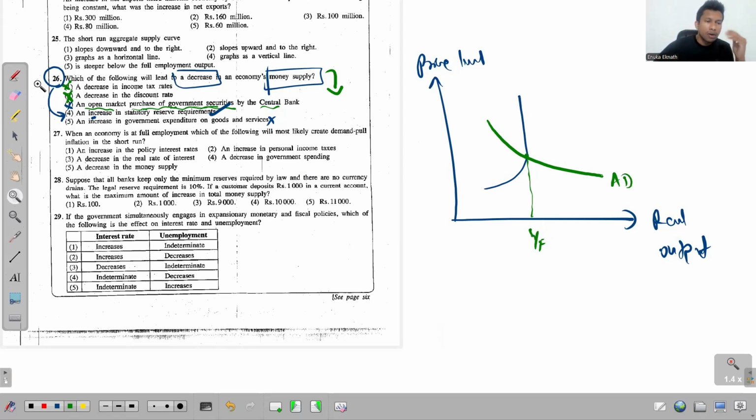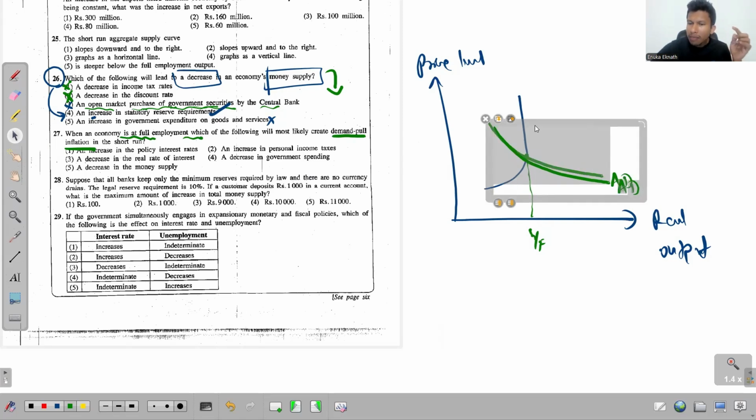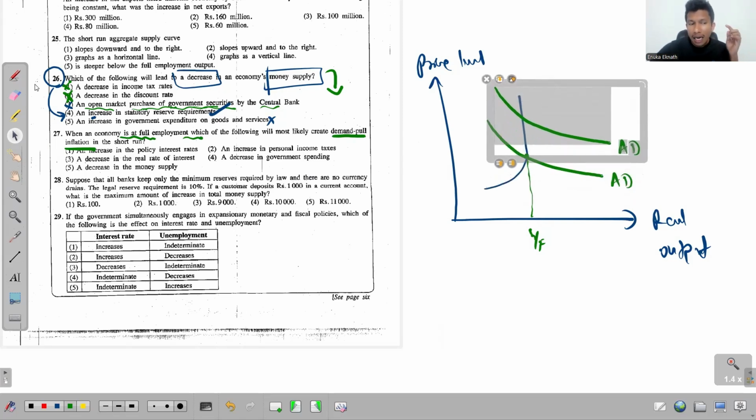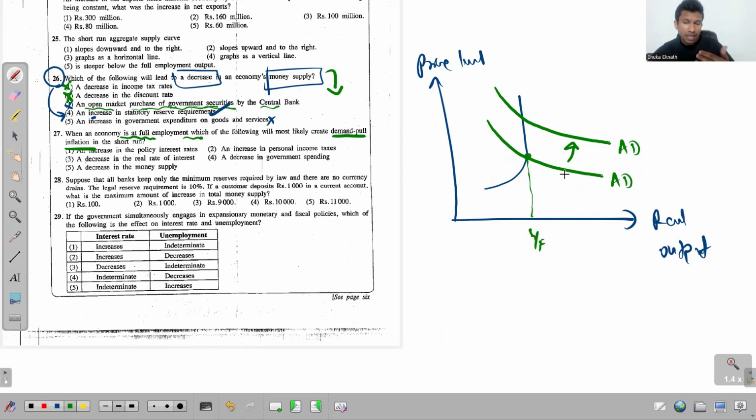And see what's going to happen now. Economy is at full employment. Which of the following will most likely create demand pull inflation? So we know that this demand pull inflation arises if the aggregate demand increases beyond the level that is needed to maintain this full employment level of national income, which means simply the aggregate demand increases, right? If the aggregate demand increases beyond this level, there will be a demand pull inflation in the economy, right? So you just need to figure out from which one of these options the aggregate demand will increase.